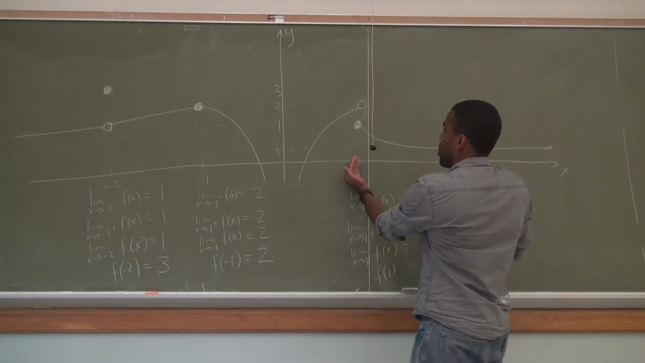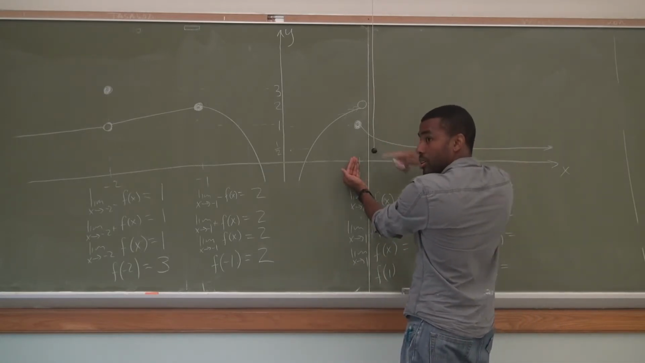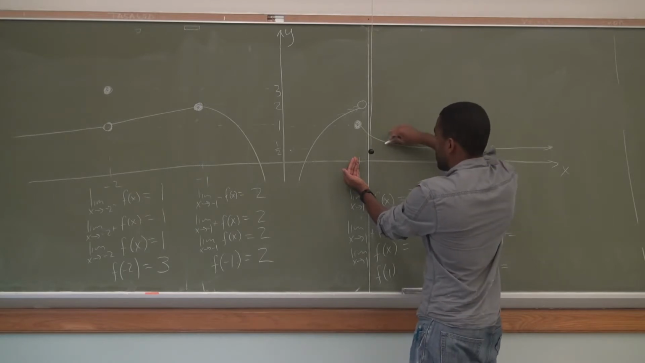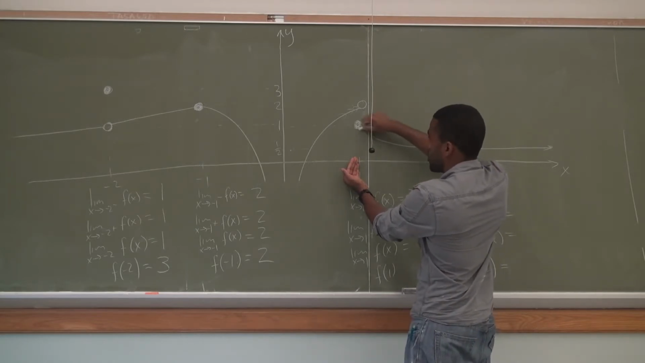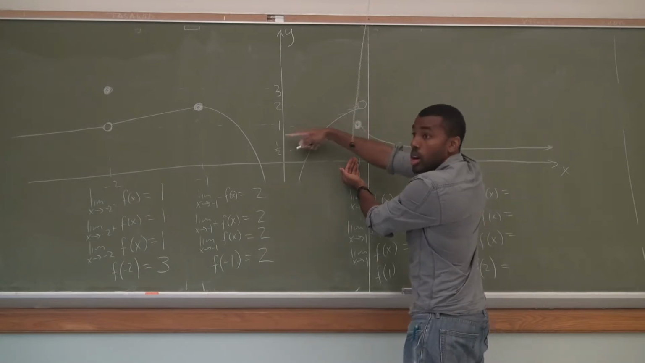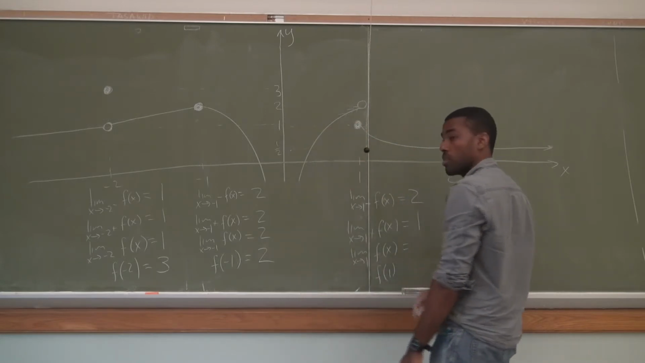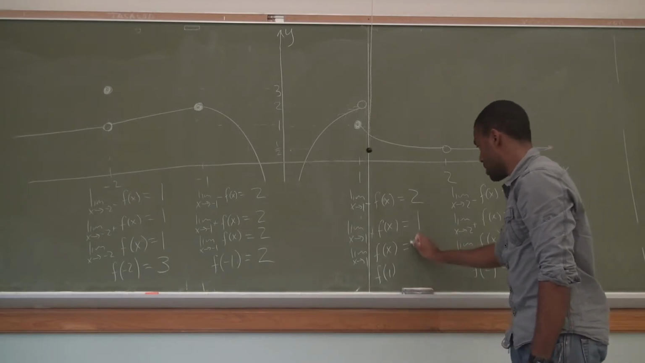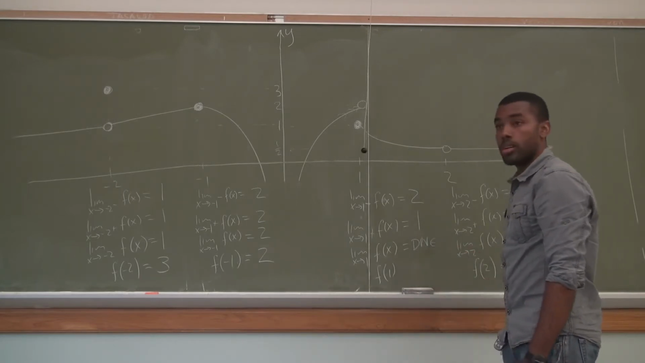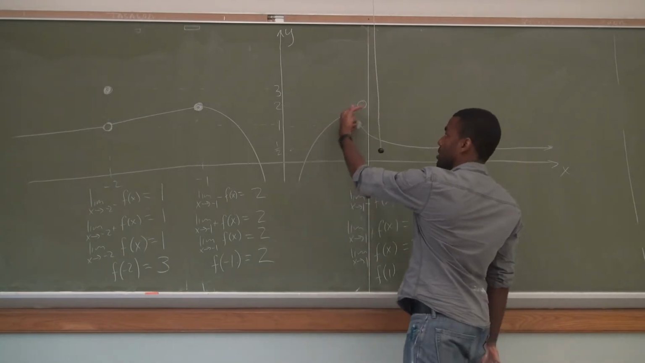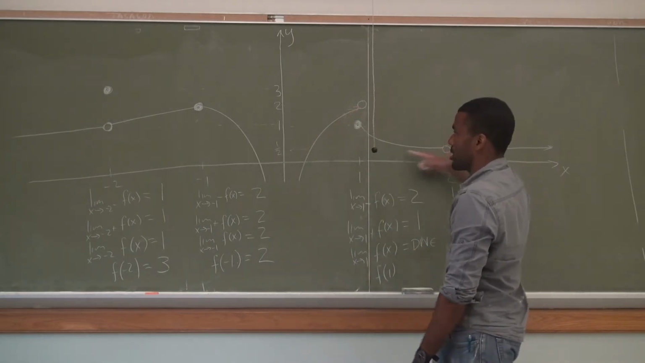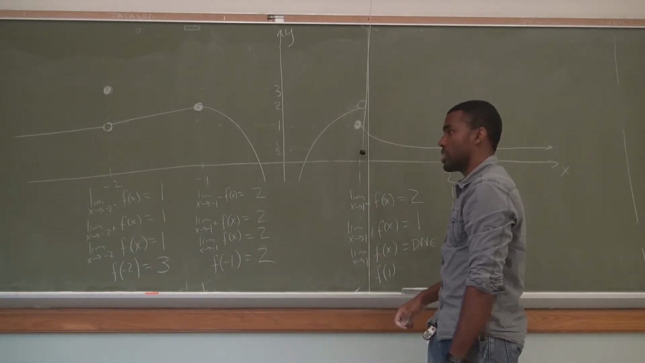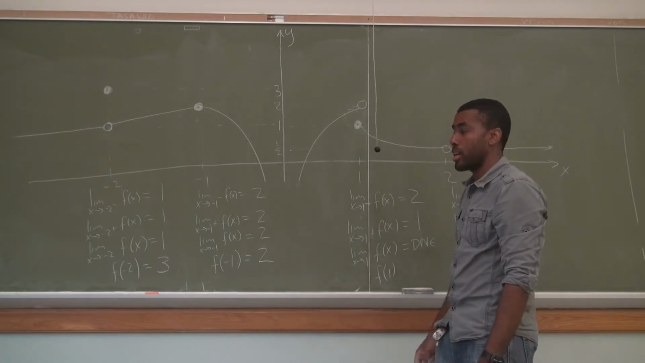Now, if I'm at 1 and I'm approaching from the right side, what is my y value getting close to? Well, I'm on the right side of the curve approaching this. The y value is now 1. Right? So what can you say about the limit? DNE. Does not exist. Right? Because when I'm on the curve from the left side, I get a different answer than when I'm on the curve from the right side. So there is no y value that I get close to.